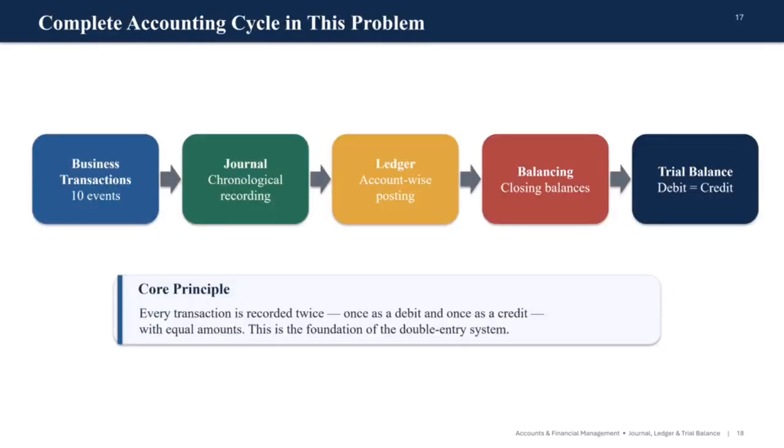It explains the complete accounting cycle in this problem. So the first process starts with business transaction. It contains 10 events. Then it goes to journal, where it records all the transactions chronologically. Then it goes to ledger, and it posts account wise, and then it goes to balancing, where after balancing the ledger accounts, the trial balance is prepared. This is the complete accounting process.